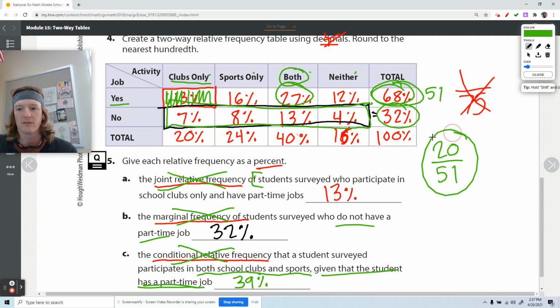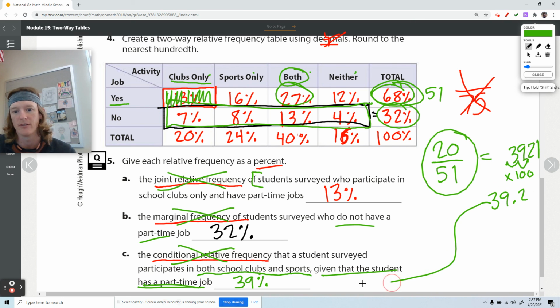We're looking for percents. To find a percent, you divide this. That would give you 0.3921 and change it to a percent by moving your decimal 2 times to the right or doing times 100. This will be 39.2, which is why we just said 39.